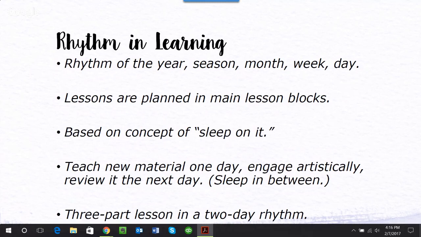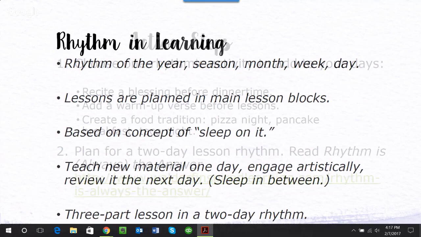Now, it is interesting, and I just saw somebody on Facebook post, a lot of people talk about a 3-part lesson in a 3-day rhythm, and I would just argue, if you go back and read Steiner himself and you talk to really experienced Waldorf teachers, that it's a 2-day rhythm that he's talking about. Not a 3-day rhythm, because if you spread out these 3 steps over 3 days, it can feel a lot more watered down and a lot less rich. So just trust me on that.